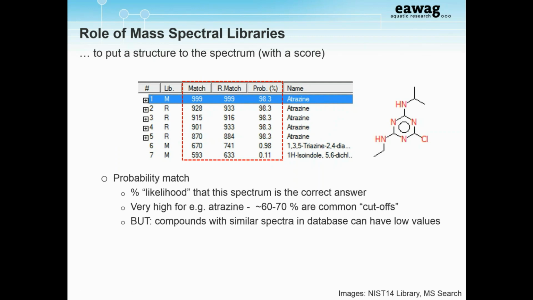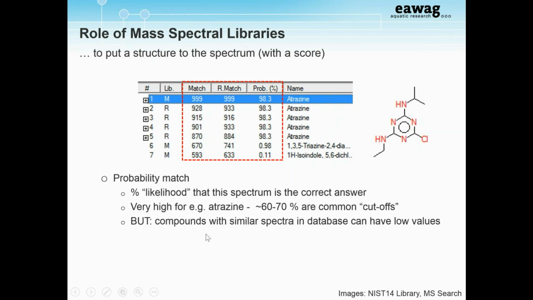It helps the library to see what the uncertainty is in the mass spectrum. You can see the match and the reverse matches change, but it knows it's the same substance and that the identification is highly probable in this case. 60 to 70% are actually quite common cutoffs. What you can see here, 98.3% tells us that this library is very sure that atrazine is right because there is nothing that's very similar to it in the library.